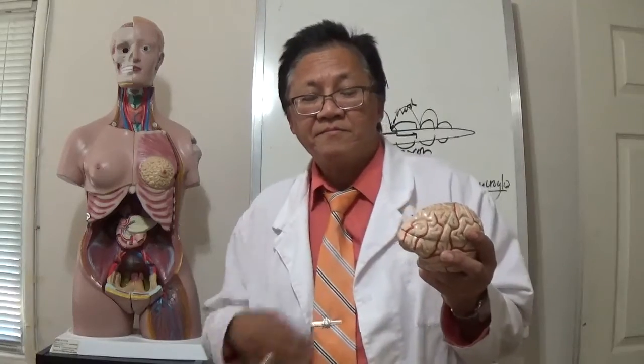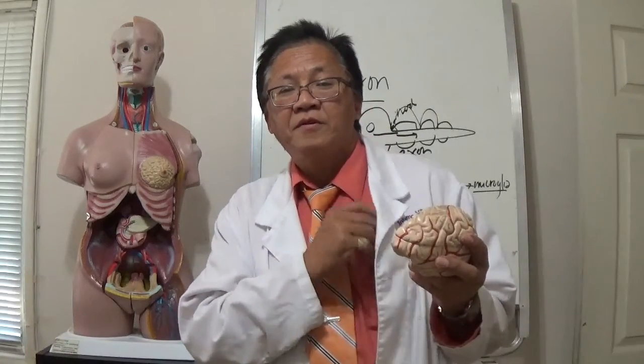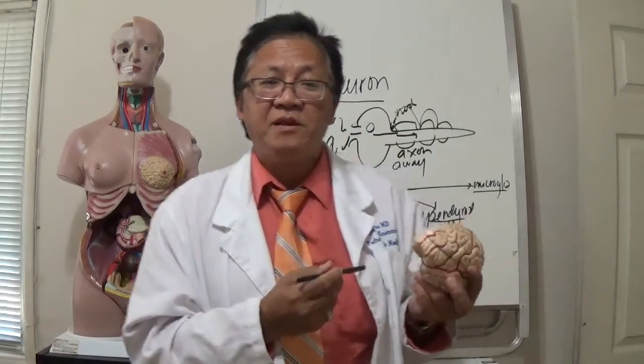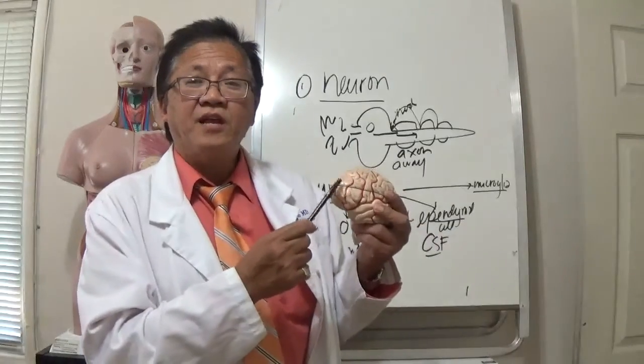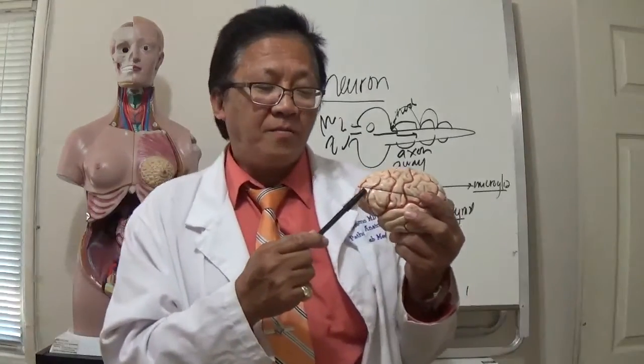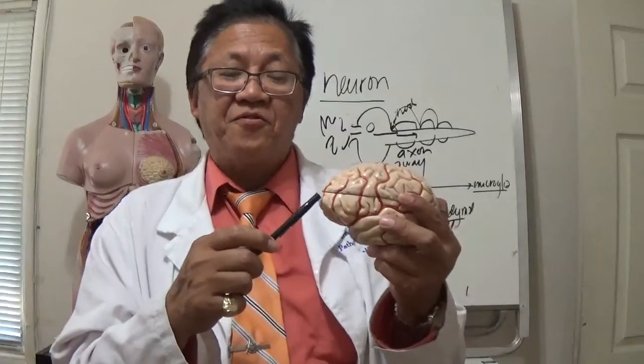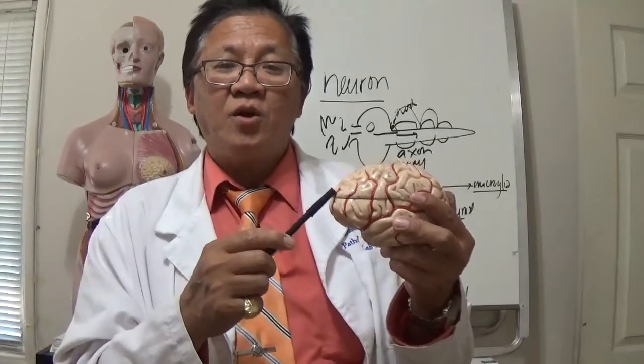The lobes of the brain are the following. In terms of the one in front, it's amazingly simple because it's called the frontal lobe. So the lobe of the brain that is found in front is called the frontal lobe.